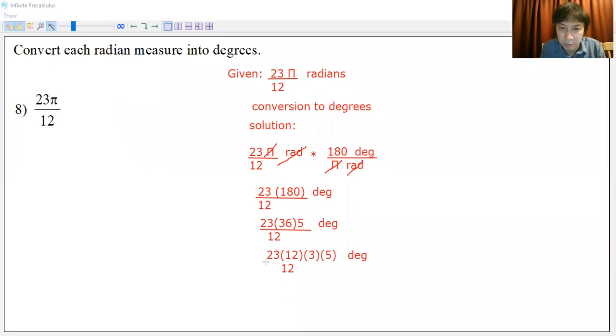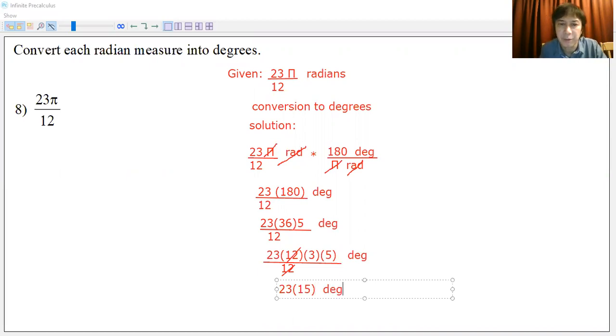Now we can cancel out. So this will now be canceling the 12. And we can now get the answer 23 by 15, and that's it, in degrees. So this will now be just the product of 23 and the 15. This is now degrees.